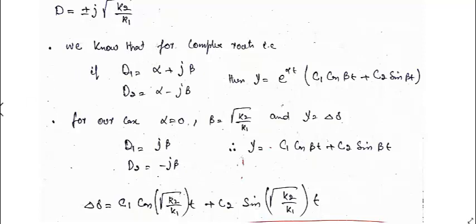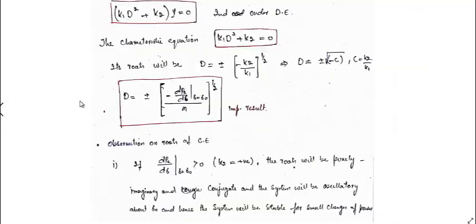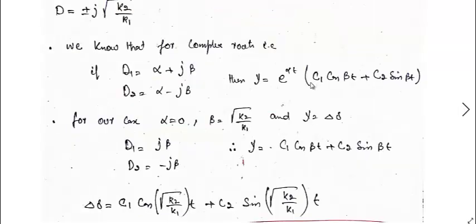Now let us try to find out how it is oscillatory, what the actual response will be. Now d is equal to plus minus j root of k2 by k1, because we are assuming k2 to be positive. When it is positive, here it has the minus from the formula, and that has been taken out, and it becomes j. So it comes out to be this, the root of minus 1 is taken out as j, plus minus j root of k2 by k1.